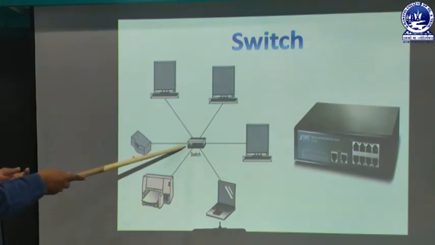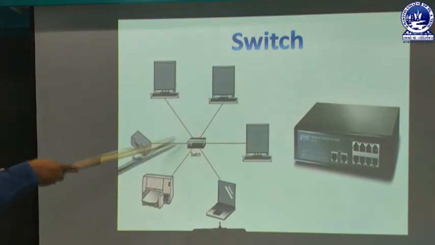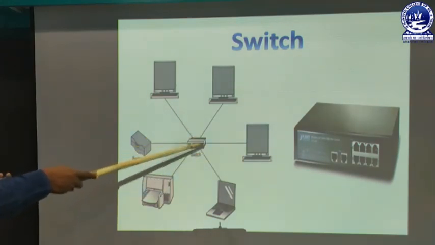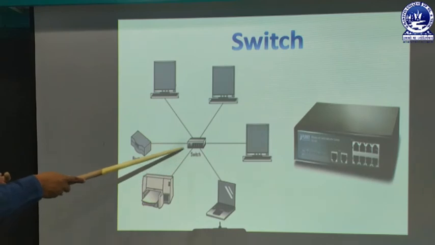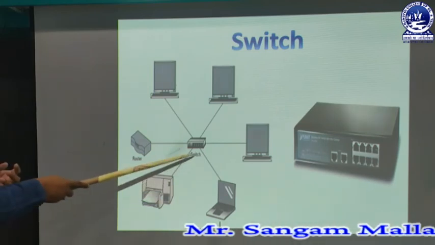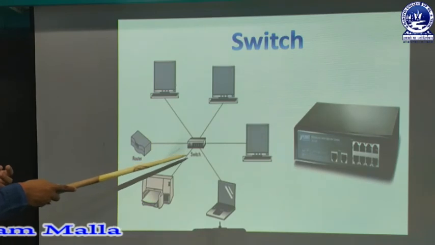So a switch is actually used for connecting the devices on a network, but it is slightly different from the hub. That means we can use a hub over here also, but the difference between a switch and a hub is that the hub does not have the capability of detecting and correcting errors, but a switch has the capability of detecting the errors and correcting them. That's why in most places we use a switch in place of a hub.